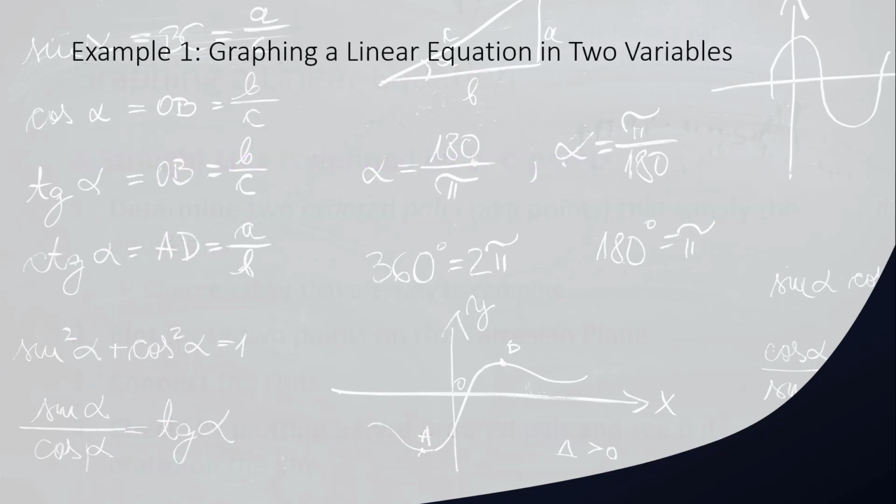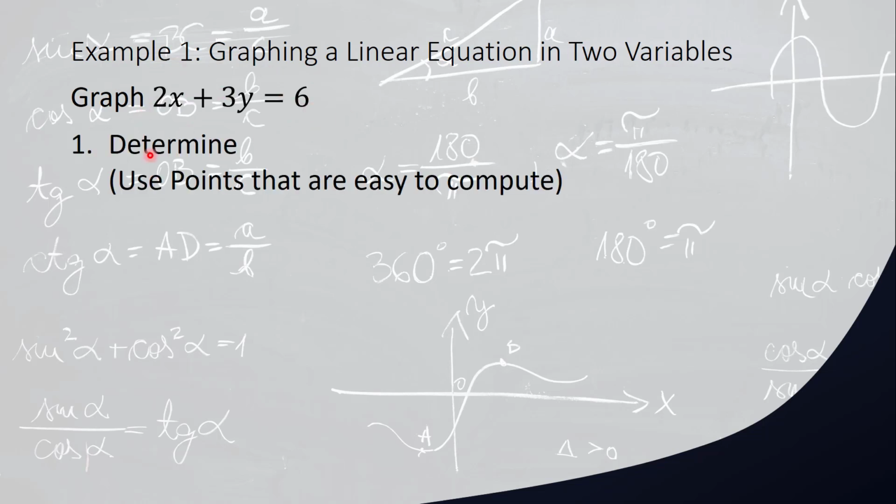Okay, so let's get started with an example. And here we are going to graph this equation: 2 times x plus 3 times y is equal to 6. Notice that this is in standard form. All right, so we're going to determine our 2 points. How are we going to do that? Well, how about if we just go ahead and let x be equal to 0? Then we can solve for y.